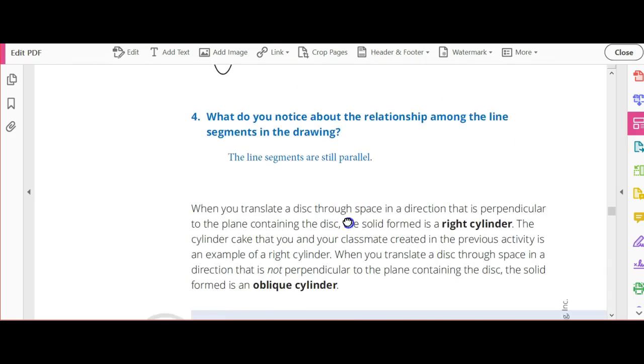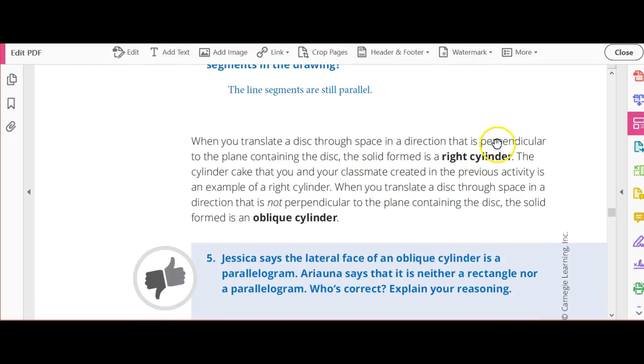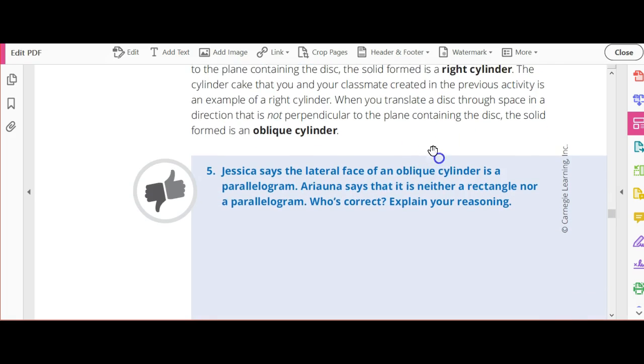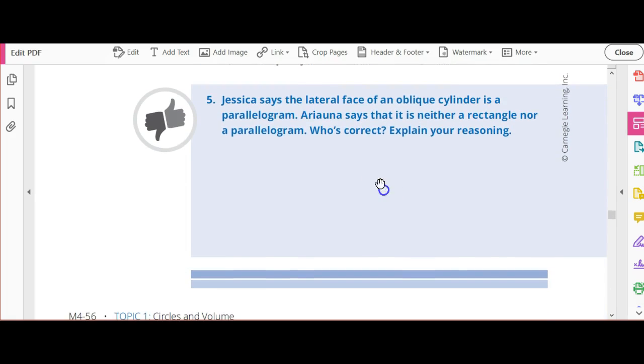When you translate a disk through space in a direction perpendicular to the plane containing the disk, the solid is a right cylinder. Otherwise, it is an oblique cylinder. So now Jessica says the lateral face of an oblique cylinder is a parallelogram. Ariana says it is neither a rectangle nor a parallelogram. Who is correct? Explain your reasoning.